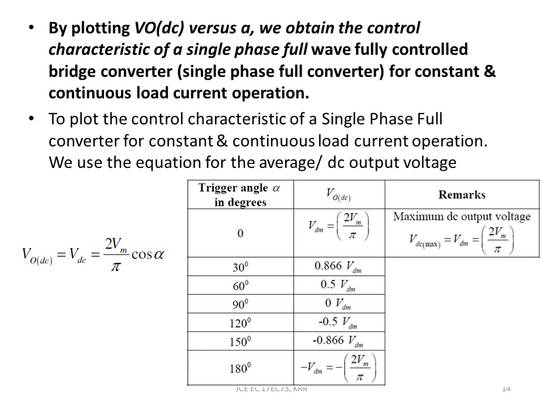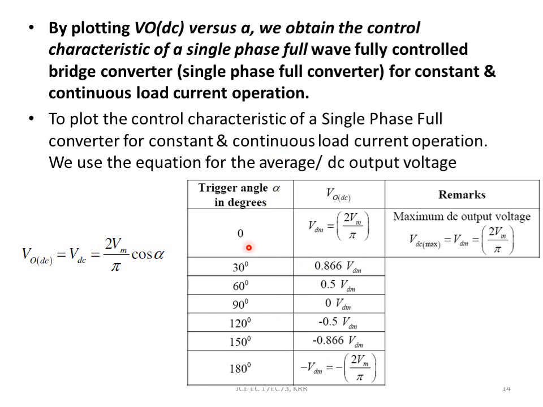So if you see here, we obtain the control characteristics of a single phase full wave controlled bridge converter, single phase full converter, for constant and continuous load current. So what we have done is we have plotted the different alpha triggering angles and the output voltage. We know the formula, right? That is 2 Vm by pi cos alpha, that is the DC value. So we are evaluating what would be the value for different values of alpha, and then we analyze it.